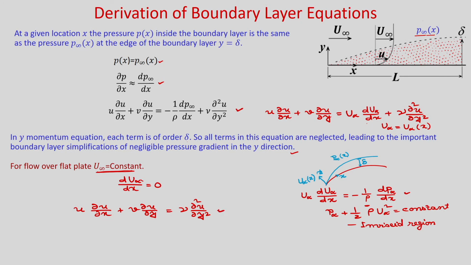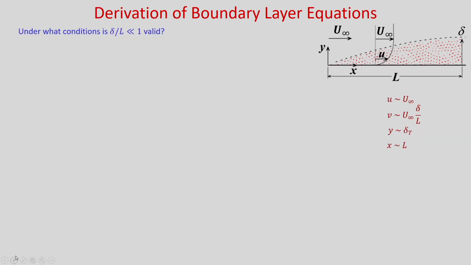But if it is a curved surface, like a wedge or flow over a cylinder, then your u infinity is a function of x and you have to consider the pressure gradient term dP infinity by dx in the momentum equation. Now, the last question is: under what conditions is delta by L much smaller than 1 valid? So, let us answer this question.